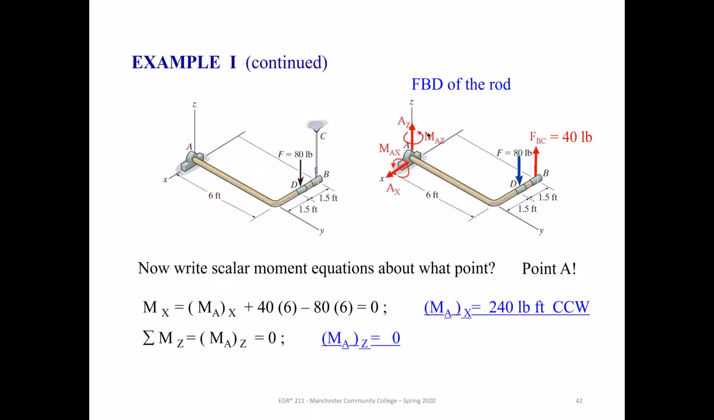So we just have the reaction at MAZ here, and that, of course, is equal to 0 because there's no forces along that plane, right? So the last one is MAZ equals 0. So these are all the final answers.